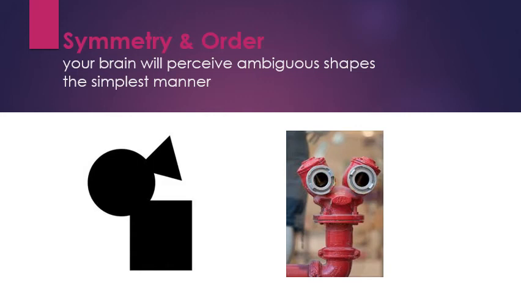And then symmetry is also going to be about things that are symmetrical. Again, things that there's balance to. Our brain likes symmetry and balance, so it will try to find that balance in visuals.